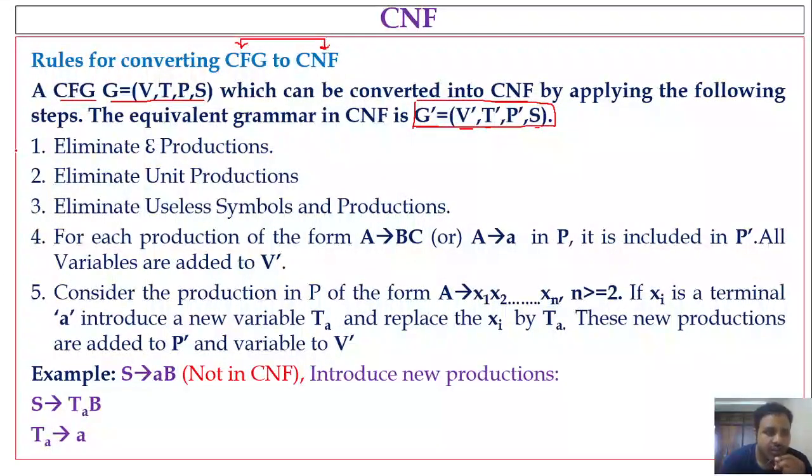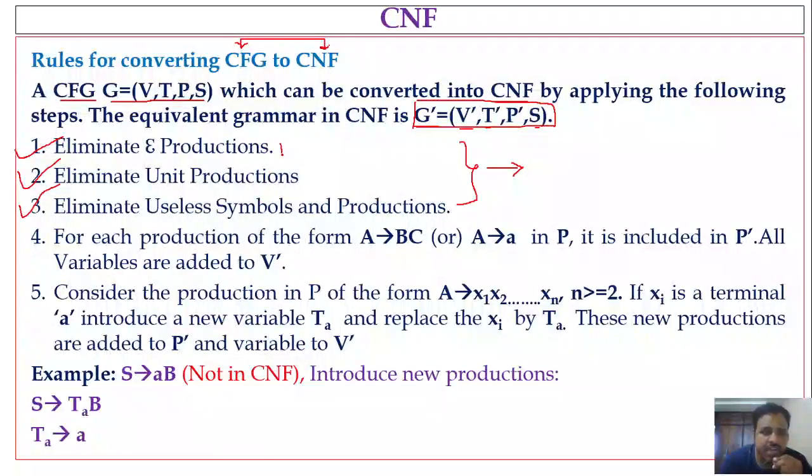First thing, eliminate the epsilon productions. Second, eliminate the unit productions. Third, eliminate useless symbols and productions. These three steps indicate that before converting into CNF, the CFG must be simplified. That means you first have to convert the context-free grammar into a simplified context-free grammar. So how do you simplify? You apply these three steps in sequence.